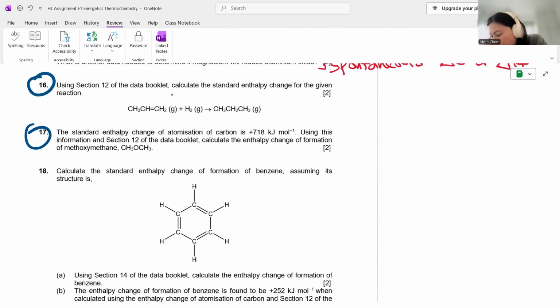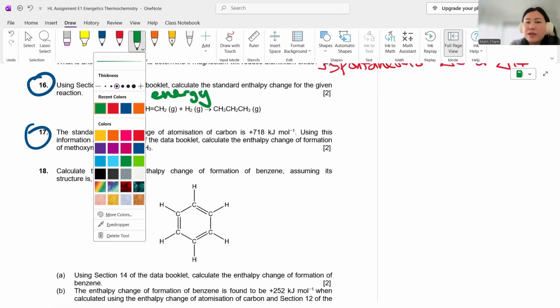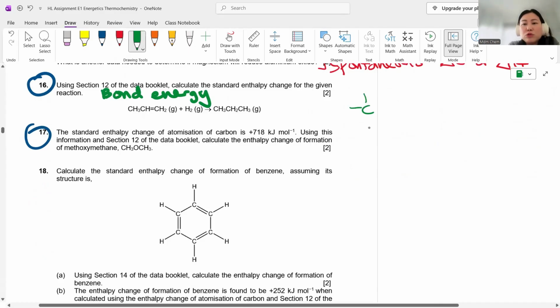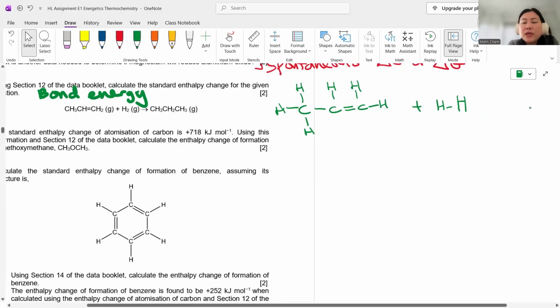We are going to find the enthalpy change for this reaction using section 12, which is the bond energy table. So go to section 12. Usually for bond energy, the habit is always to draw it out. You must have the habit to draw it out, so you can count your bonds properly. Don't do shortcuts and then think that you can visualize organic chemistry. You tend to make more mistakes that way.